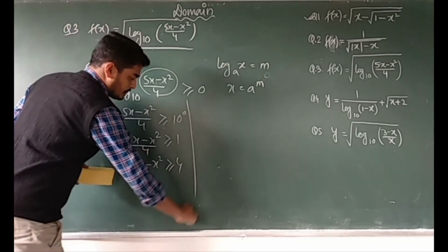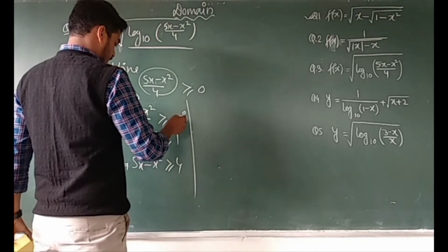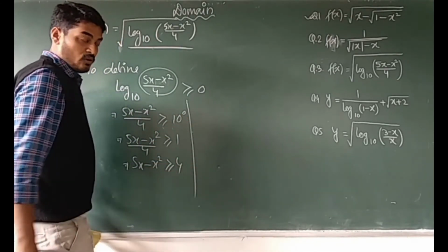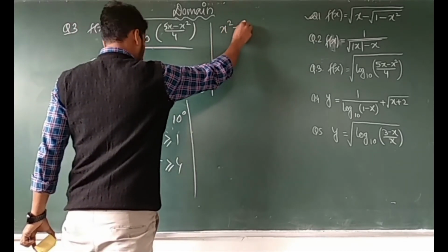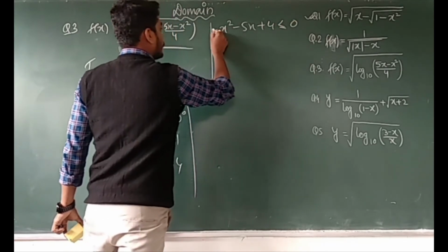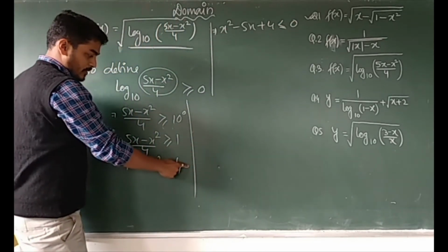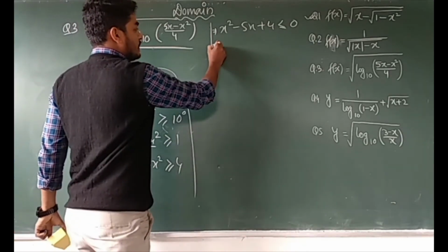So we can easily simplify all those questions. What is the next step? Try to write everything from the right hand side to the left hand side: x squared minus 5x plus 4 less than or equal to 0. We can easily factorize it.